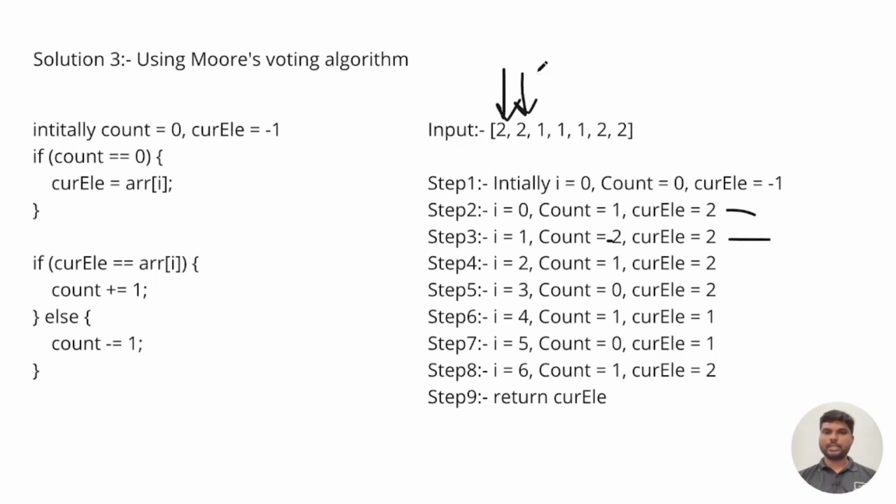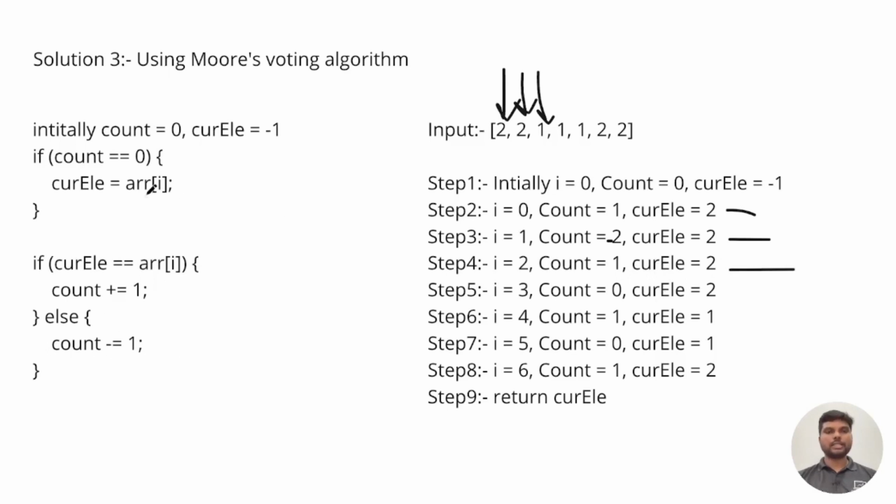In the next iteration we are considering this 1. Count is not 0, so this condition will not get executed. Is current element equal to array of i? Well, this condition will also fail because current element is 2, array of i is 1, right? So we will go to the else condition and we will decrement the count by 1. So count becomes 1 and current element will stay as it is.